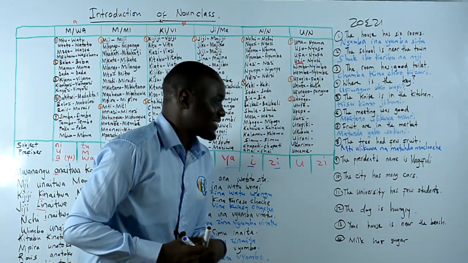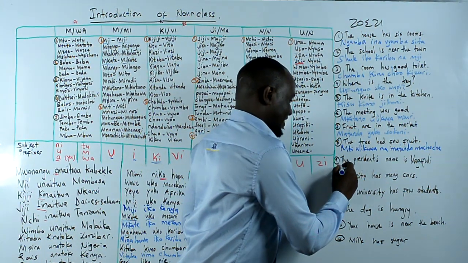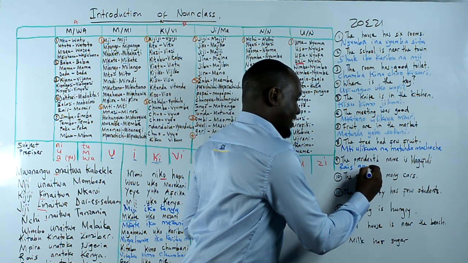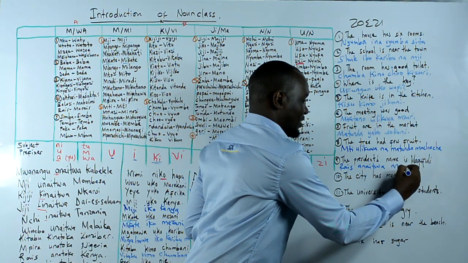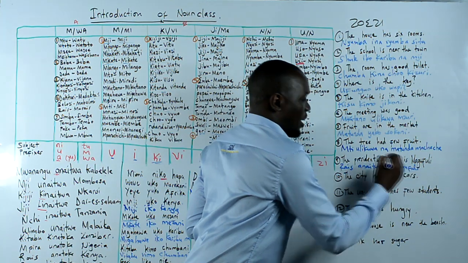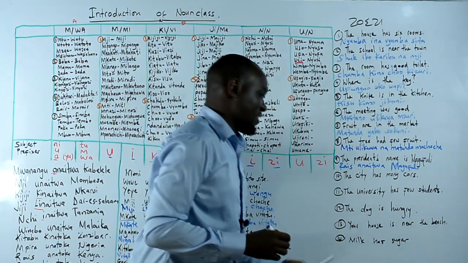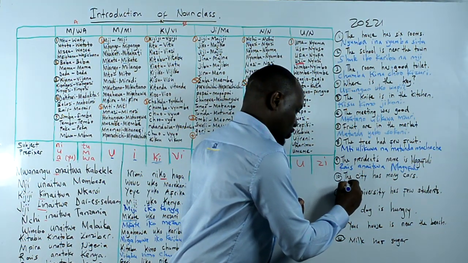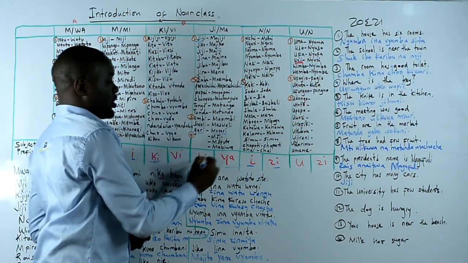How do you say the president's name is Magufuli? Rais anaitwa Magufuli. Rais anaitwa Magufuli. That's our president in Tanzania. The city has many cars. Jiji. Jiji is what class? Jiji is li-ma class.